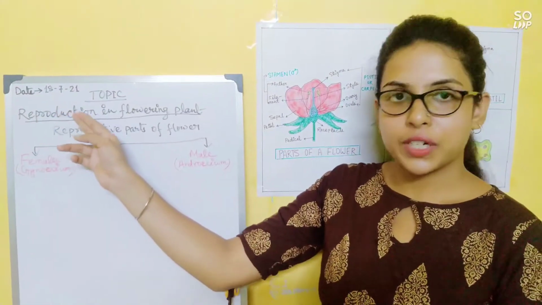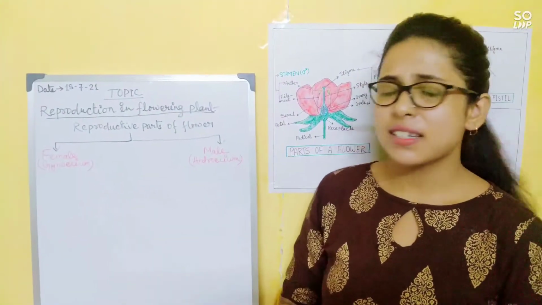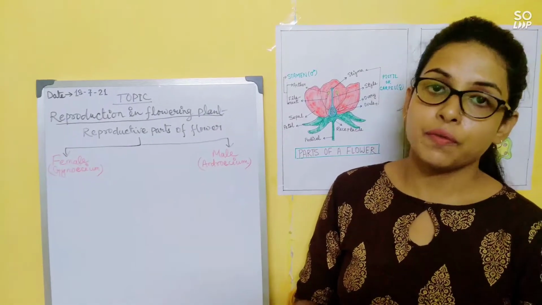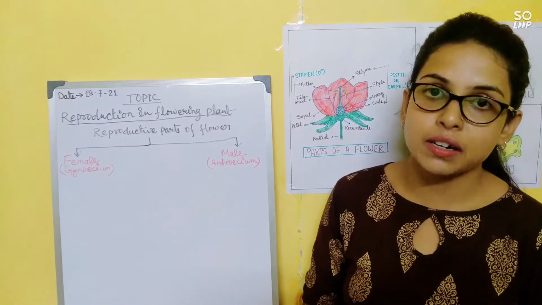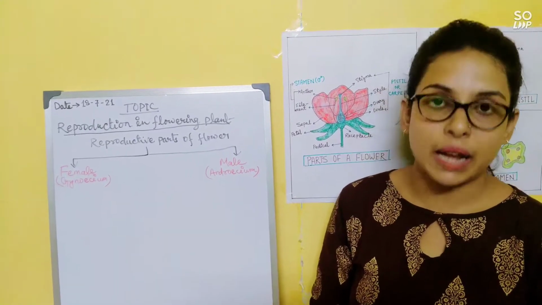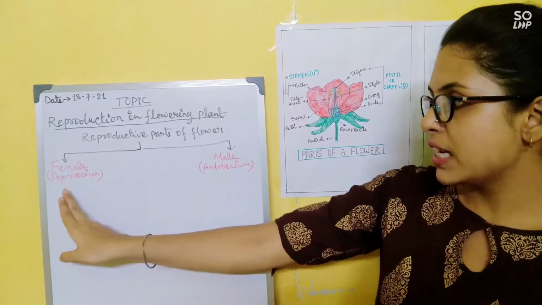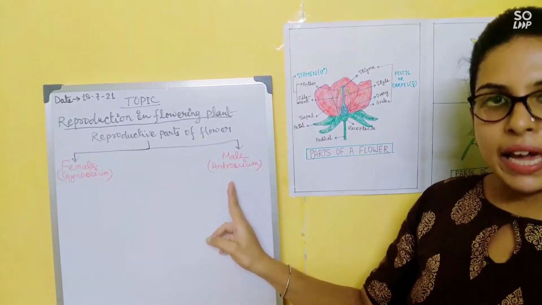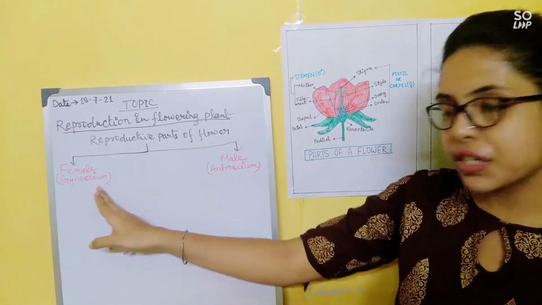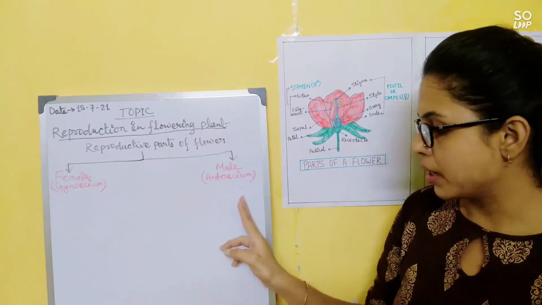So here we have today's topic, that is reproduction in flowering plants. Why am I discussing flowering plants only? Because in the case of plants, the flowers are responsible for sexual reproduction, and that's why they are also called the reproductive part of a plant. So here we have two reproductive parts of a flower. One is female and another is male. The female reproductive part is also called gynoecium and the male reproductive part is also called androecium.